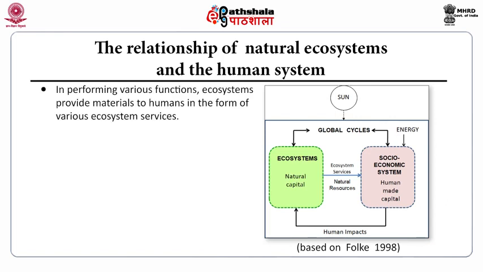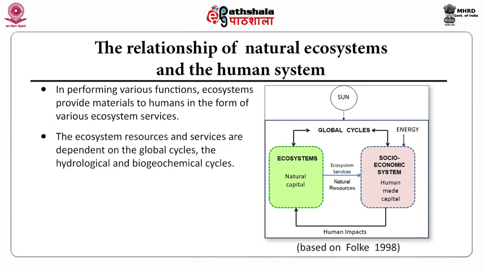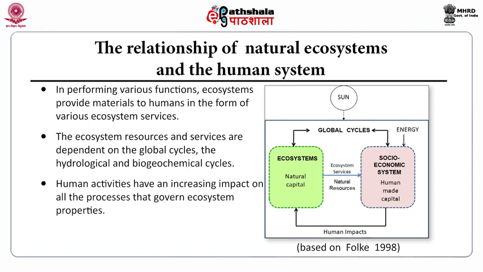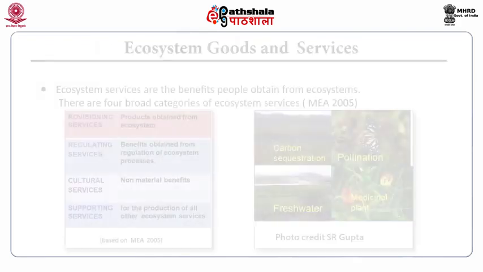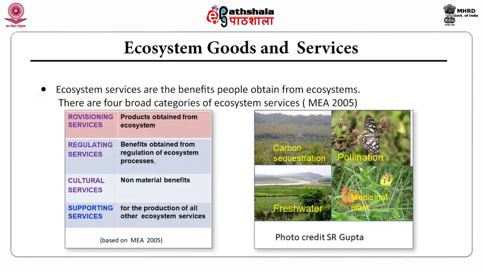Ecosystems provide material to humans in the form of various ecosystem services. The ecosystem resources and services depend on hydrological and biogeochemical cycles. Human activities have an increasing impact on all the processes that govern ecosystem properties. In this diagram, we show the concept of ecosystem services. They are the benefits people obtain from ecosystems.